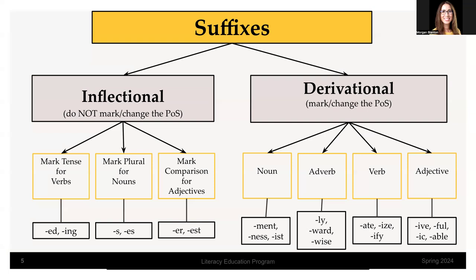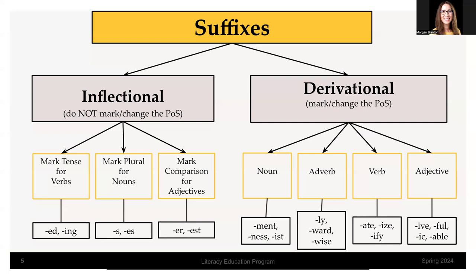Let's look at the other side though. Derivational suffixes. These do mark or indicate or change that part of speech. For example, when you see a word that has the suffix ment, ness, or ist, you know that it is now a noun. Regardless of what it was before, it is now a noun. When you add ly, ward, or wise to the end of a word, then that indicates that it is now an adverb. For verbs, when you see ate, ize, or ify added as the suffix at the end of a word, then you know that word is now a verb.